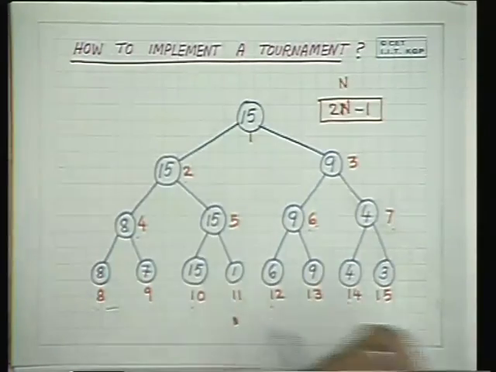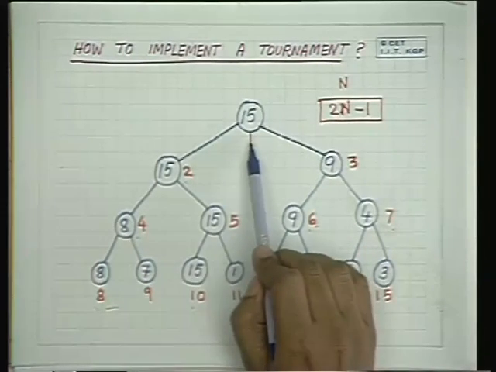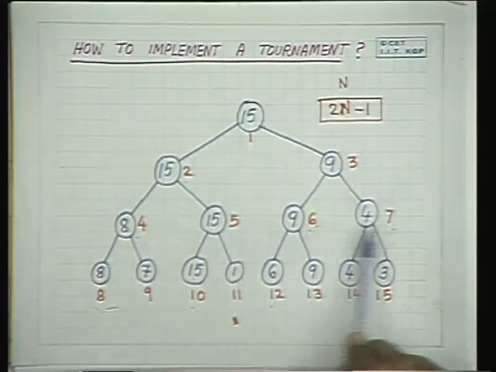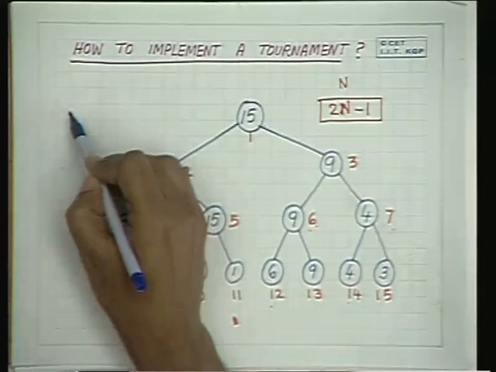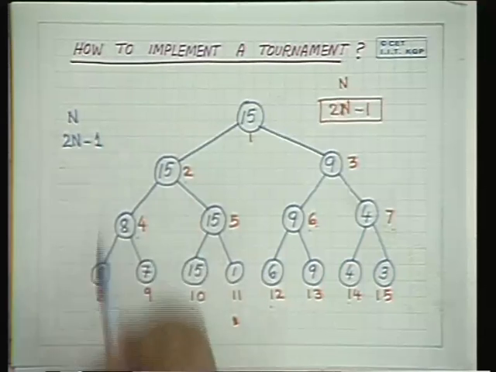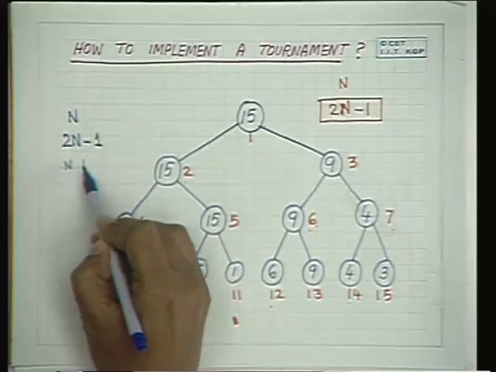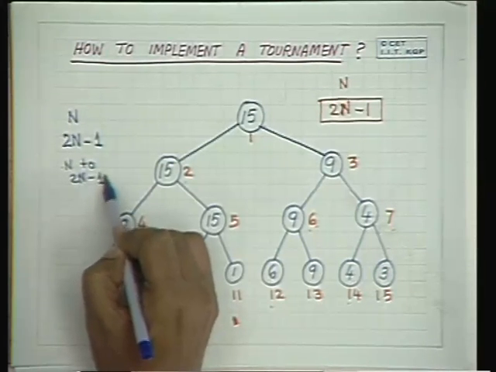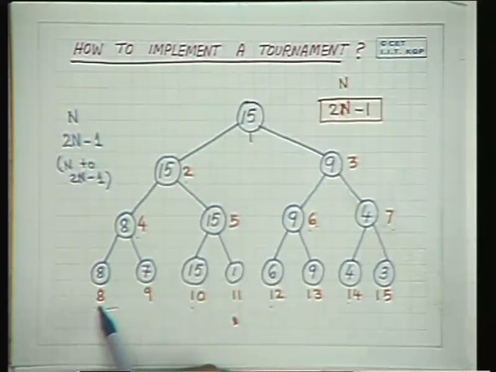We had seen the previous day that a simple numbering technique gives us an easy way to implement a tournament tree onto an array data structure. For example, if we number this 1, 2, 3, 4, 5, 6, 7, 8, 9, 10, 11, 12, 13, 14, 15. That is, if there are n numbers, then we would require 2n minus 1 elements of the array, and the numbers which we are reading in would have been stored from n to 2n minus 1 in these locations. For example, there are 8 numbers here, and we are going to store it from locations 8 to 15.